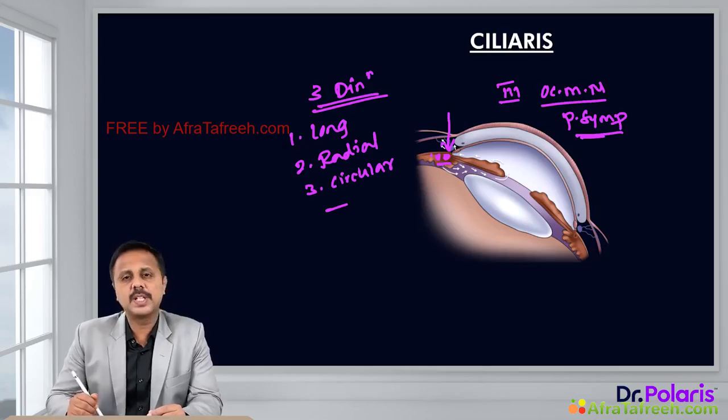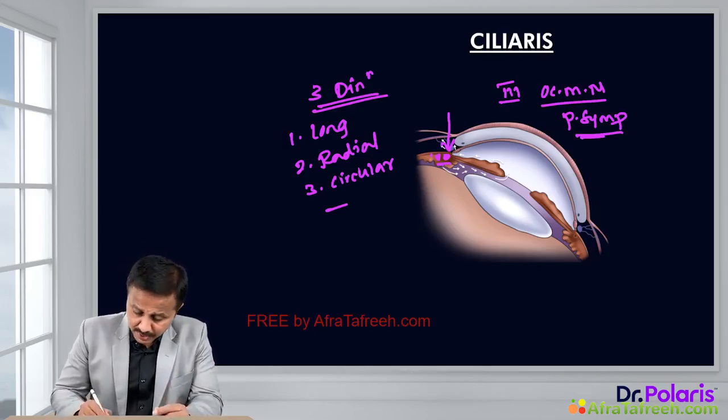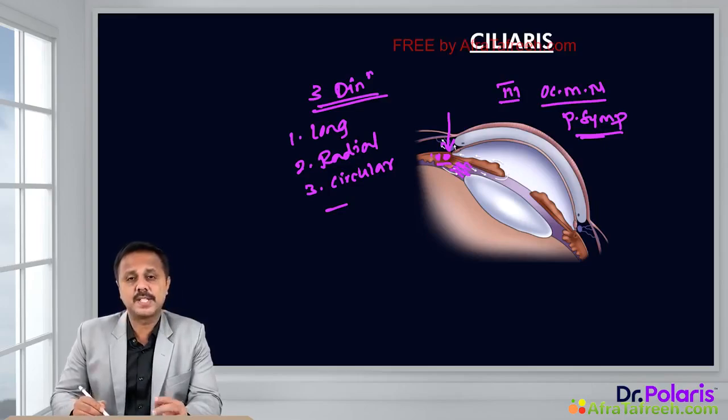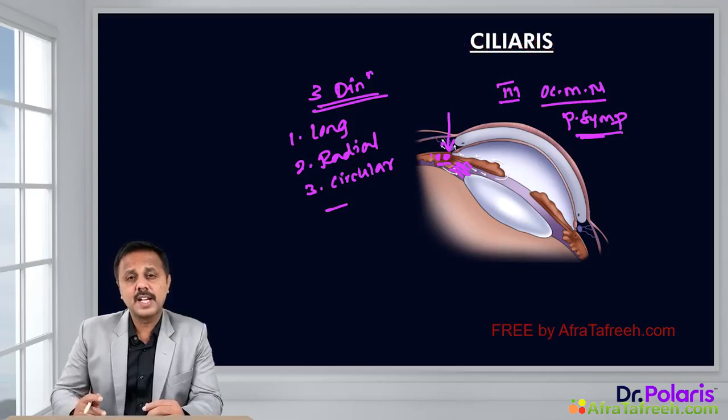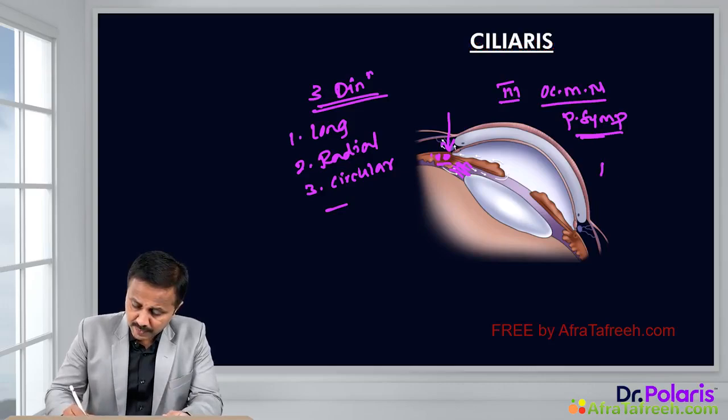What about the action? The ciliaris muscle has two important actions. What are they? One, ciliaris is attached to the lens. The ciliaris muscle gives attachment of the ciliary body to the lens. So, whenever contraction of the ciliaris muscle occurs, it increases the curvature of the lens, which is essential for a reflex referred to as accommodation.